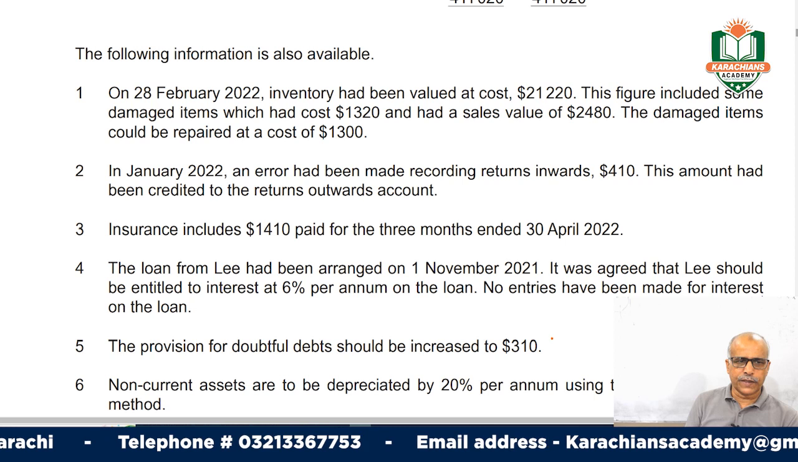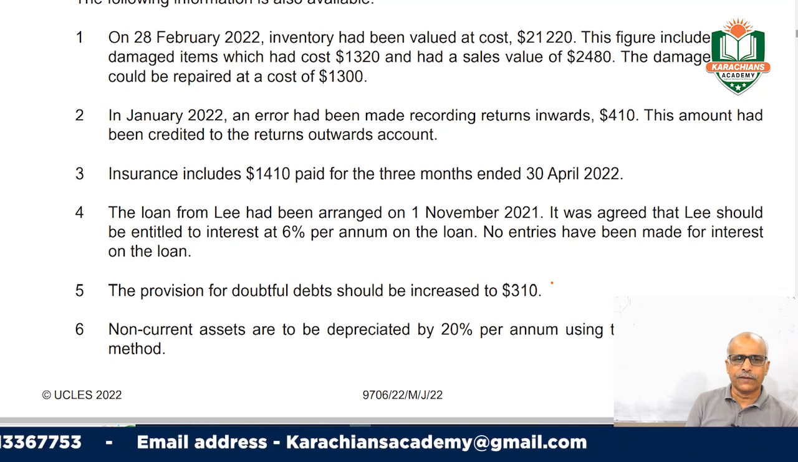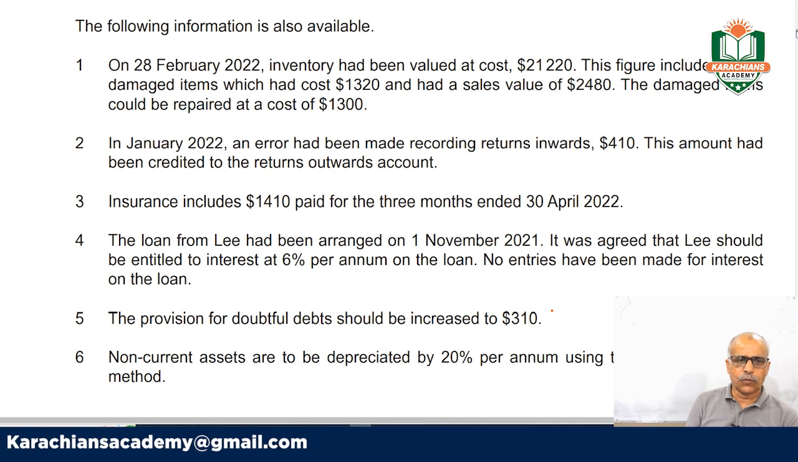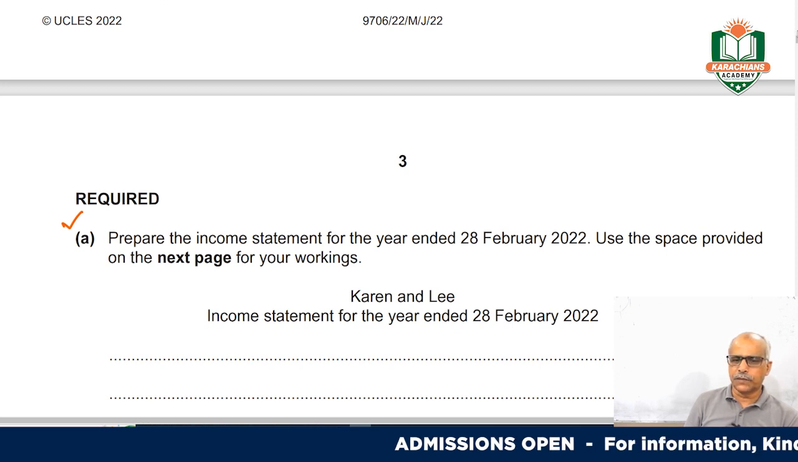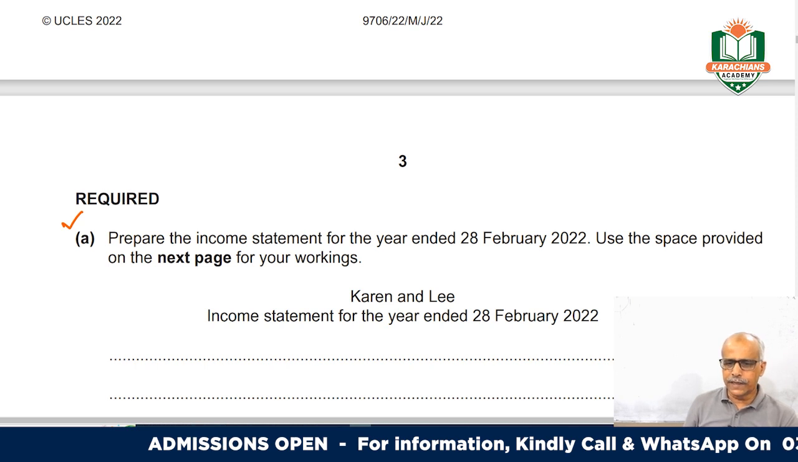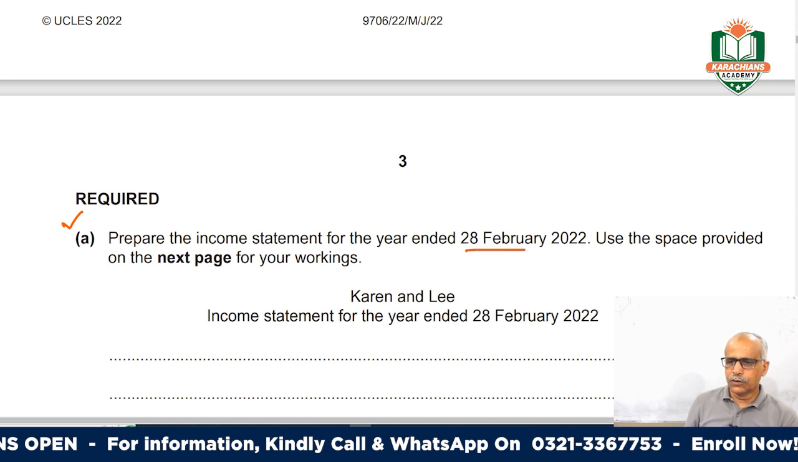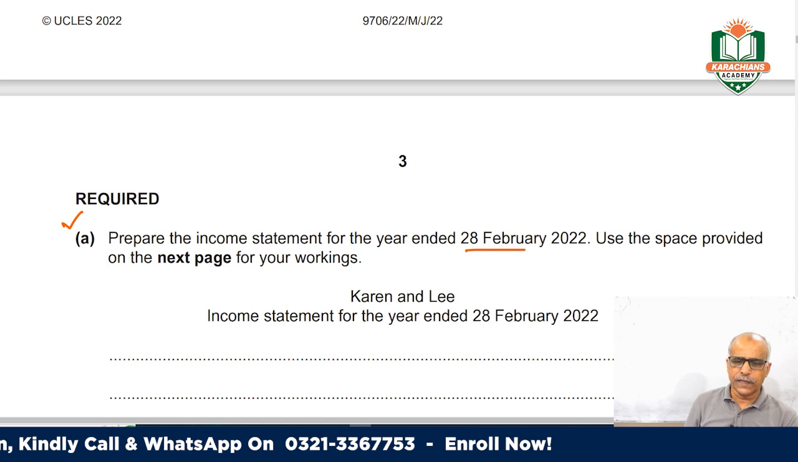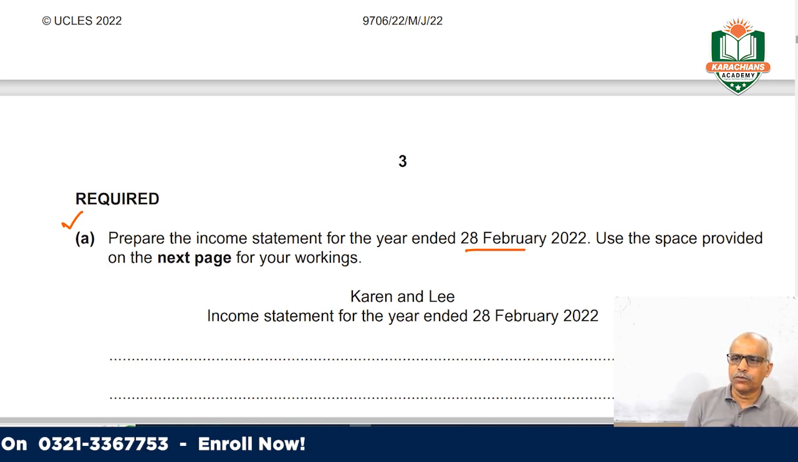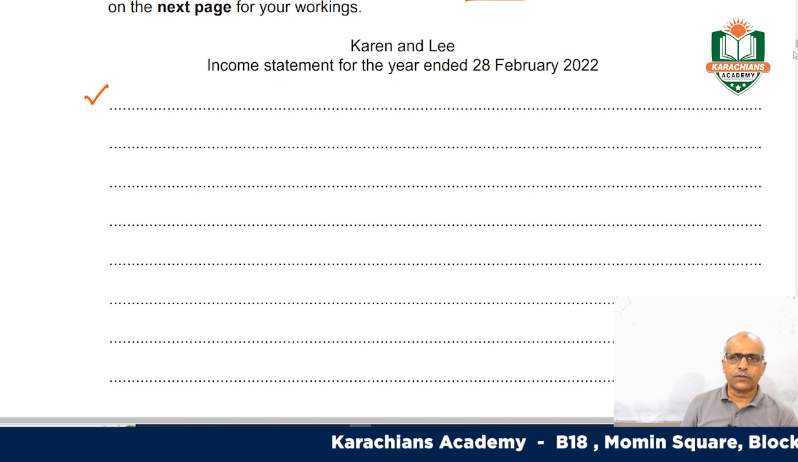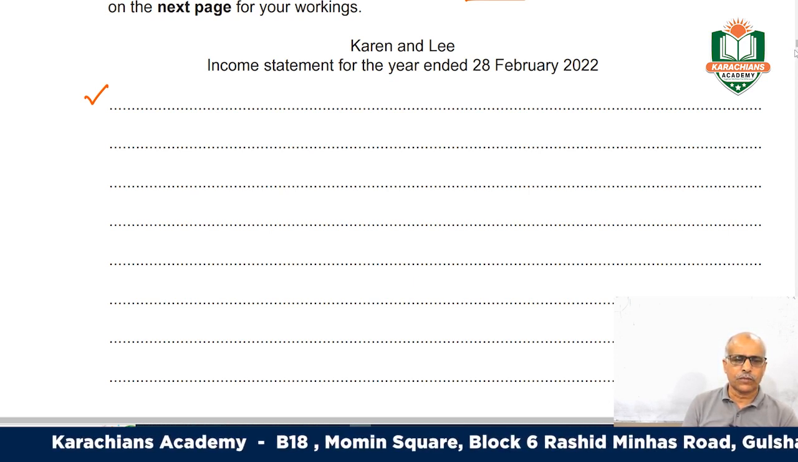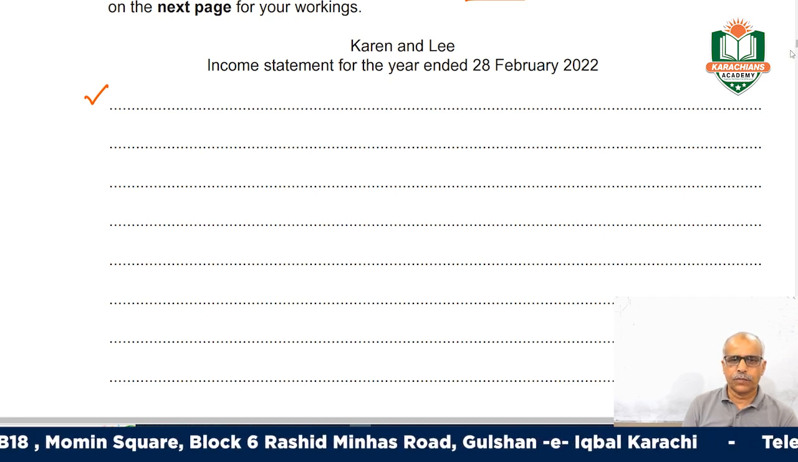So the following information is also available. They have given you some more details. But what is their requirement? The requirement is to prepare the income statement for the year ended 28th of February, right? Use the space provided on the next page for your working, Karen and Lee. Actually, you have to solve your questions here in the paper, and try to practice, because you have to produce your answer on this blank space, right?